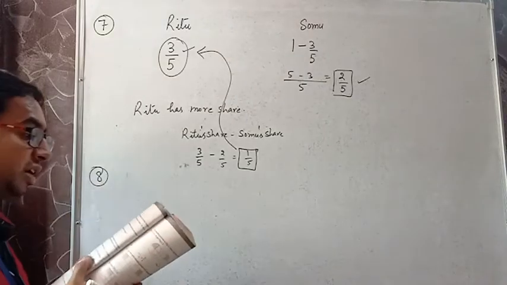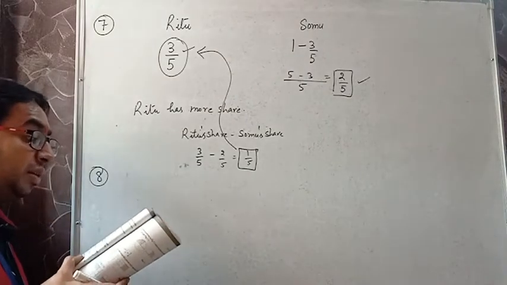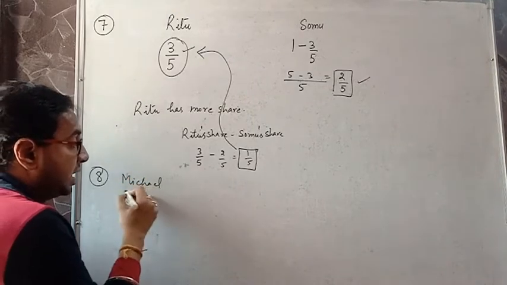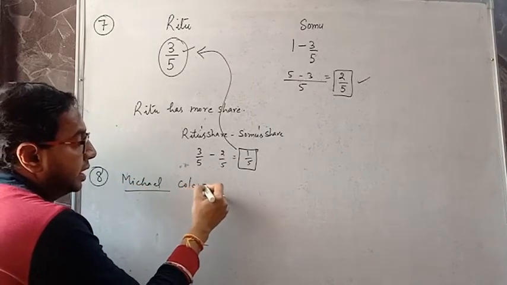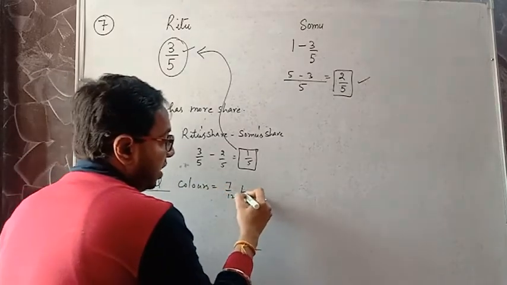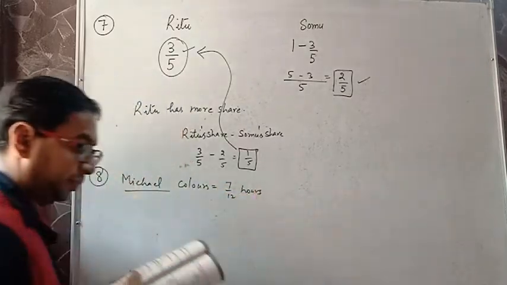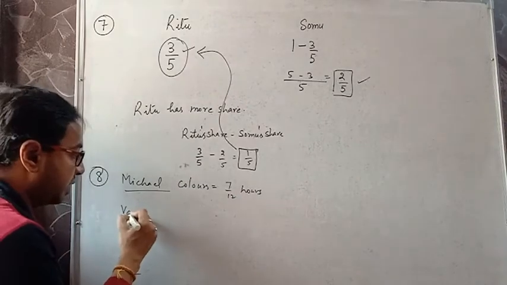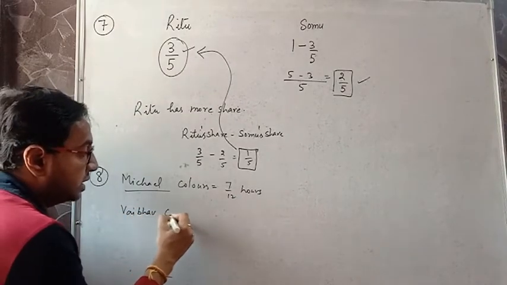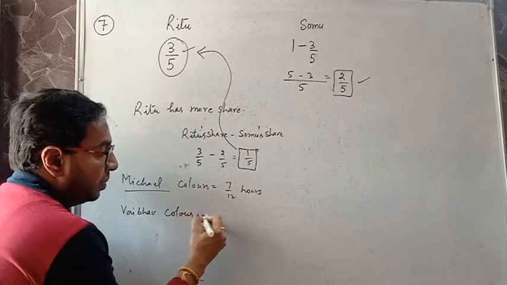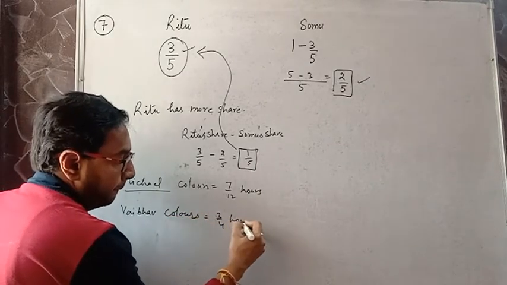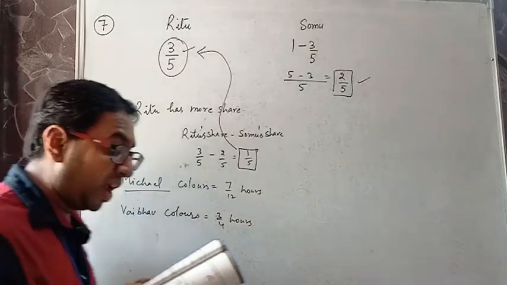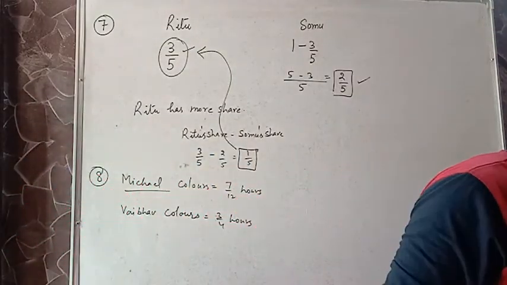Michael finished coloring a picture in 7 by 12 hours. We have a character Michael. He colors the picture in 7 by 12 hours. Weber finished coloring the same picture in 3 by 4 hours. We have another character Weber. He colors the same picture in 3 by 4 hours. Question is, who worked longer and by what fraction was it longer?